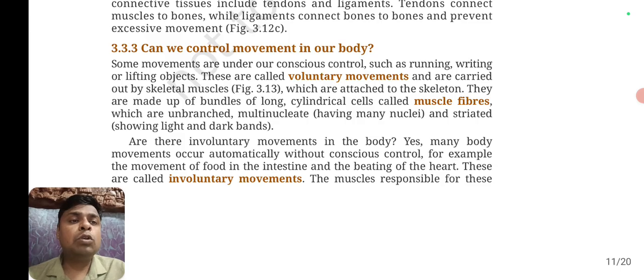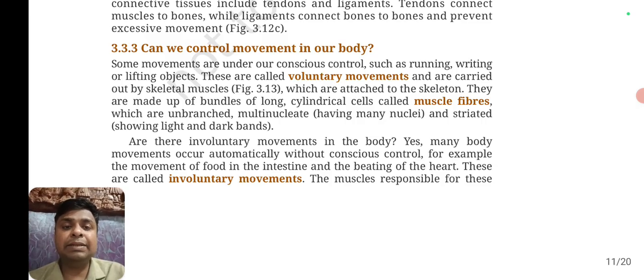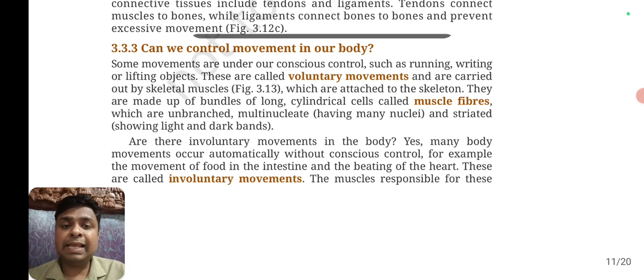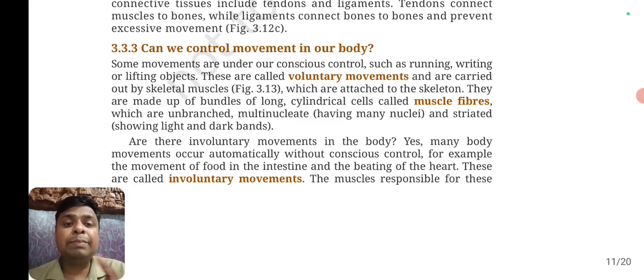Some movements are under conscious control, such as running, writing, lifting objects. These are called voluntary movements, and they are carried out by skeletal muscles which are attached to the skeleton. So if I want to get up, skeletal muscles which are connected to the bones, to the skeleton, will help me to get up. That is the example. Now they are made up of bundles of long cylindrical cells. You know what they are called? They are called muscle fibers. They are unbranched, multinucleated and striated. Striated means there are some lines which you see under microscopes.